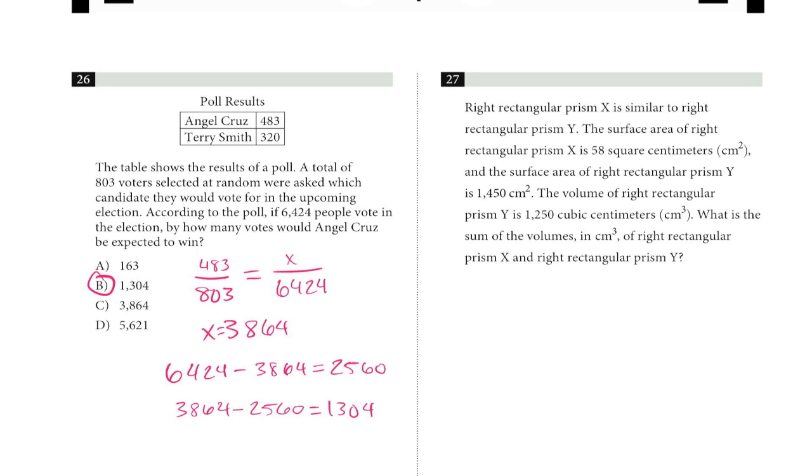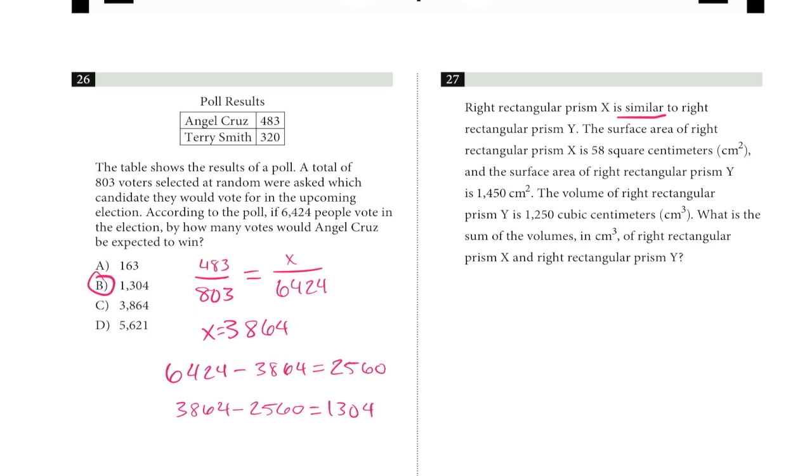So they want us to add the volumes of X and Y. Well, we know the volume of Y, but we don't know the volume of X. But we know that these shapes are similar. So very often if we're dealing with similar shapes, and they're talking about the surface area or the area or the volume, or even technically like perimeter, there is a ratio or a formula that we can very often use. This only is true with specific similar shapes.